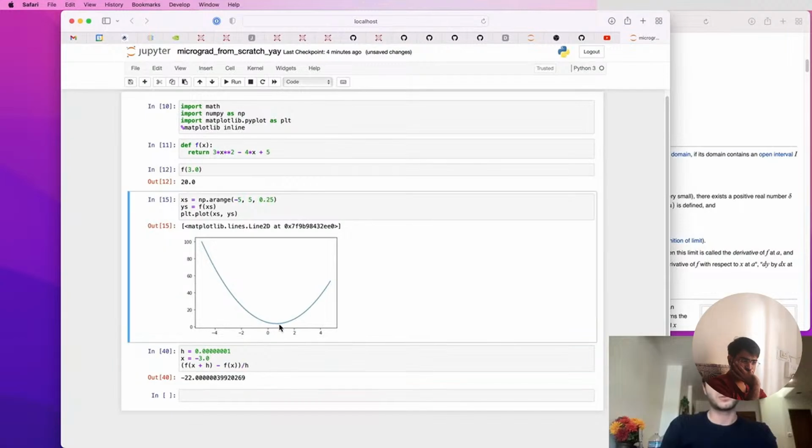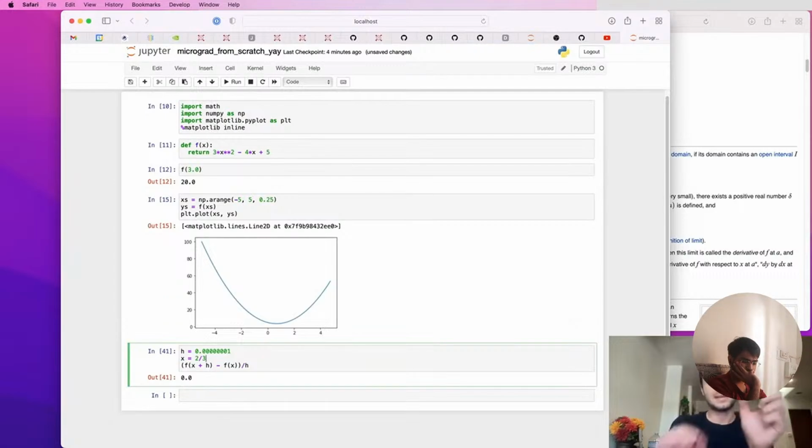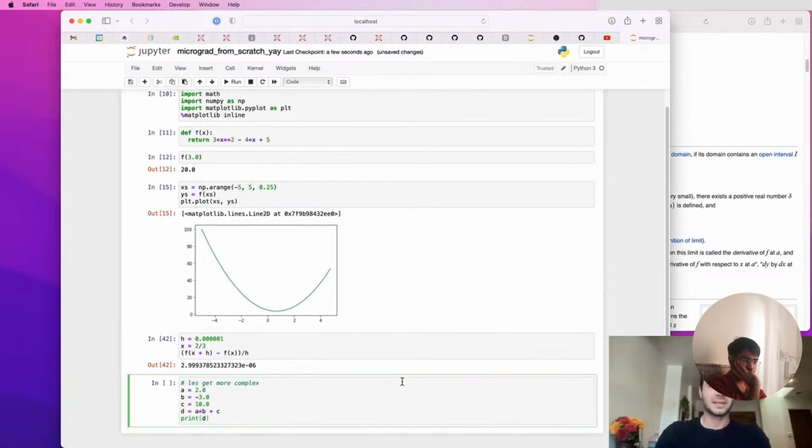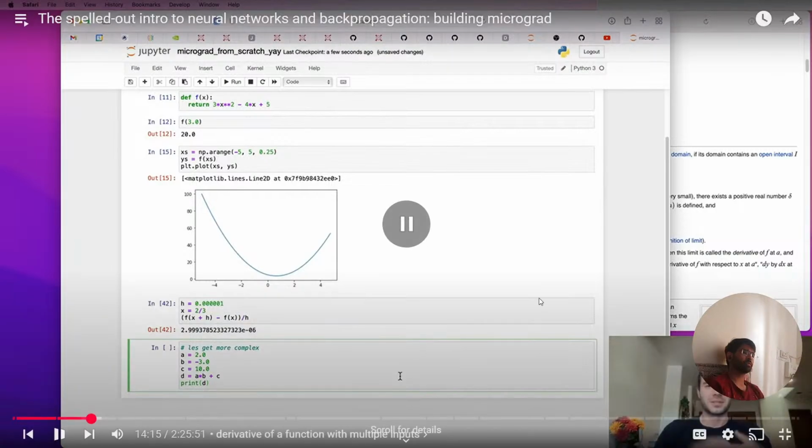And at some point here, of course, the slope would be 0. For this specific function, I looked it up previously, and it's at 2 over 3. So at roughly 2 over 3, somewhere here, this derivative would be 0. Basically, at that precise point, if we nudge in a positive direction, the function doesn't respond. It stays the same almost. And that's why the slope is 0. Okay, now let's look at a bit more complex case.